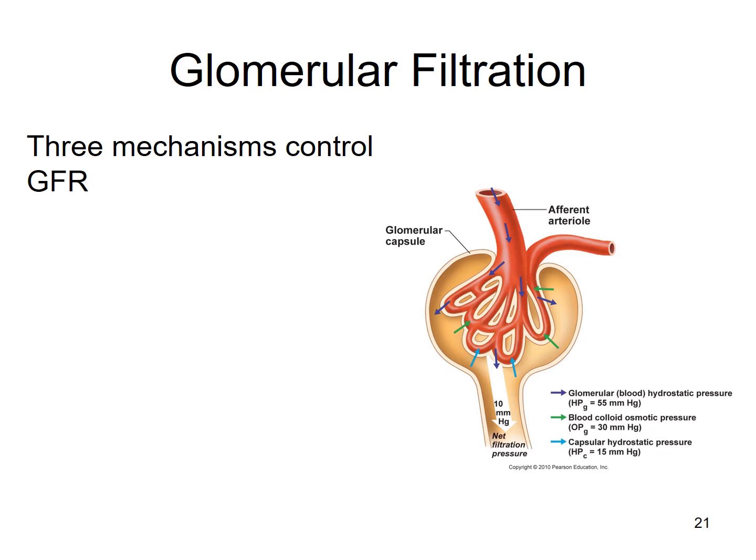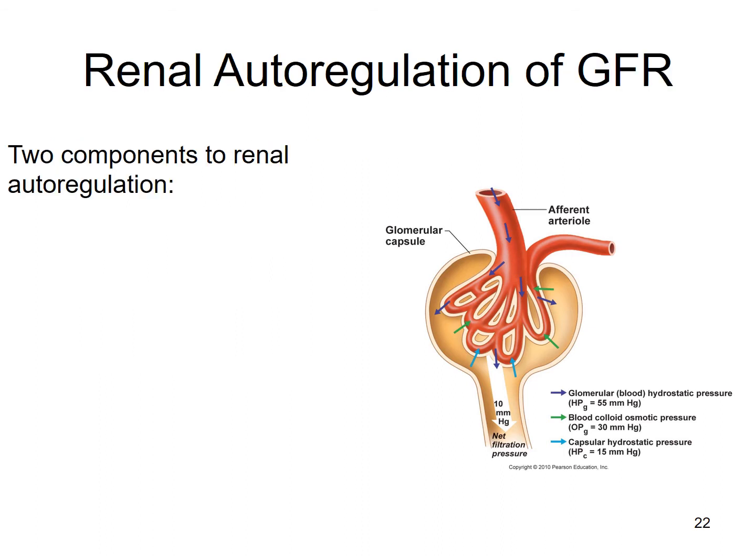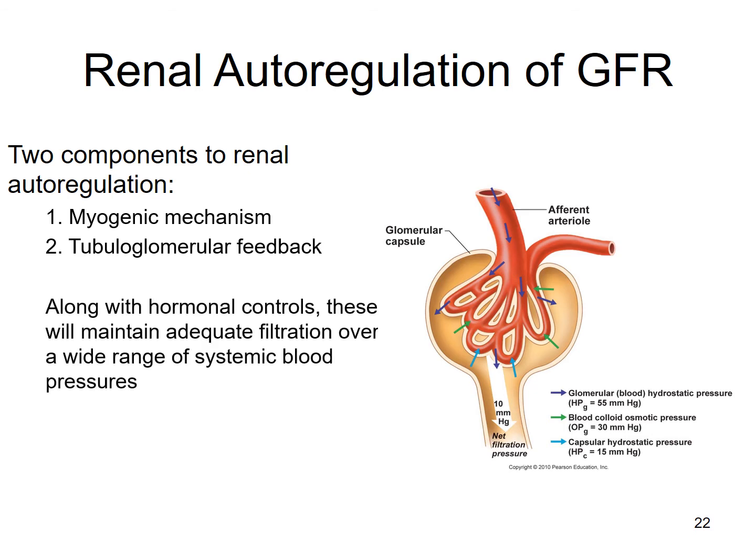So there are three mechanisms that are going to control GFR. The first is called renal autoregulation, the second is neural regulation, and the third is hormonal regulation, and what we're going to do is to examine those one at a time. So there are two components to the renal autoregulation. First of all, there's something called the myogenic mechanism, and secondly, there's something called tubulo-glomerular feedback. Now, along with hormonal controls, these maintain adequate filtration over a wide range of systemic blood pressures.